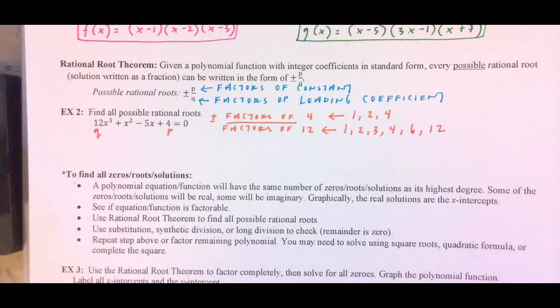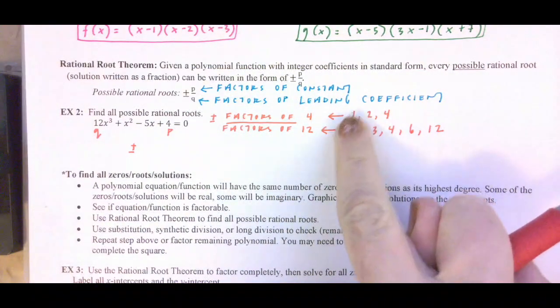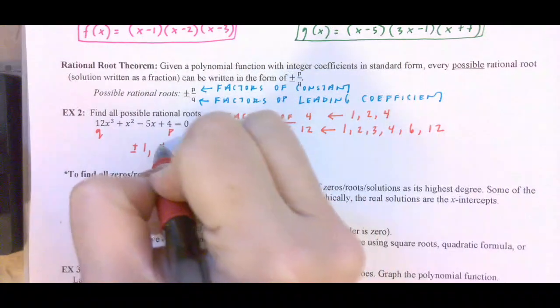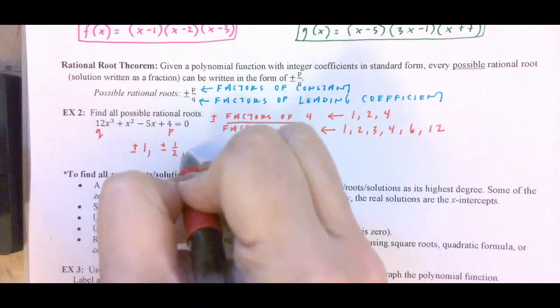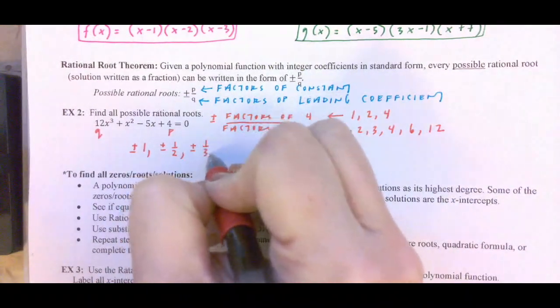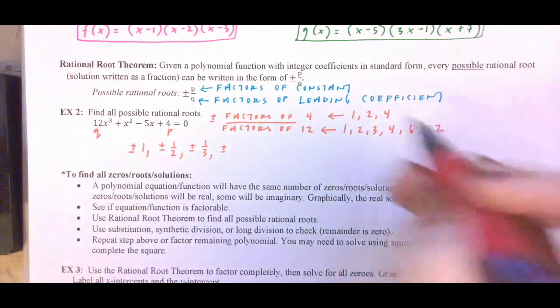This gives me a list of all of the possible rational roots. It's not going to give me anything that has i. It's not going to give me anything with a root, but it's going to give me all of the other options. So making my list, if I start with 1, 1 over 1 is 1. 1 over 2. So plus or minus 1 over 2. Plus or minus 1 over 3. 1 over 4, 1 over 6, 1 over 12.